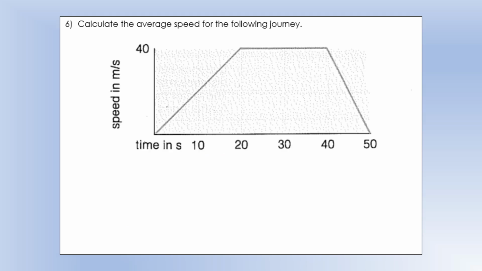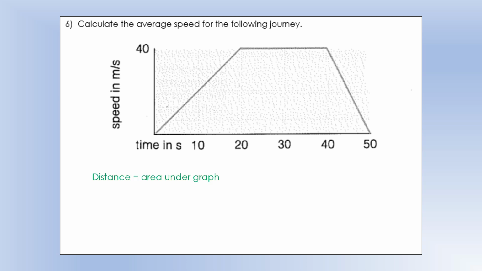And then final problem in this speed time graph, we want to calculate the average speed for the following journey. So this is a tricky little problem, but it's nice once you see how it's done. So what I'm going to do is calculate the total distance it travels, which I can then divide by the time it took to calculate the average speed.